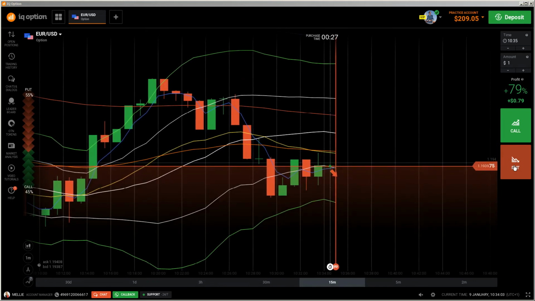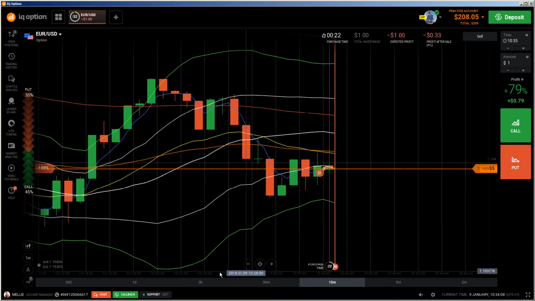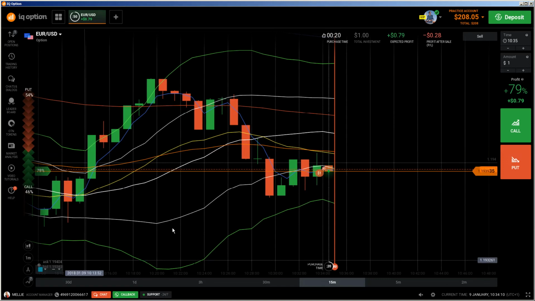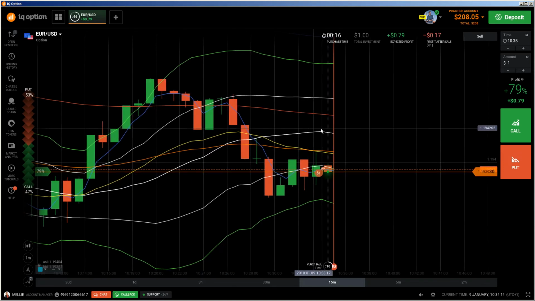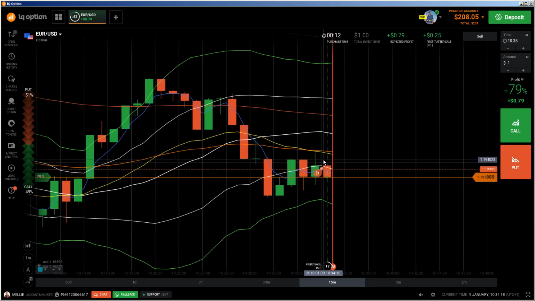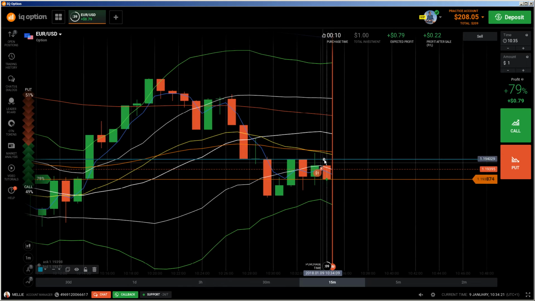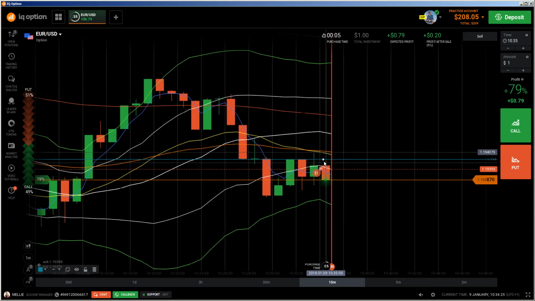We wait a little bit, and then I do a put now. Okay, why do I do a put? Because we have here the Middle Bollinger Band. This middle line is the Middle Bollinger Band, yes. We have here a resistance, yes. Here a resistance. And this resistance was not broken by this candlestick, yes.